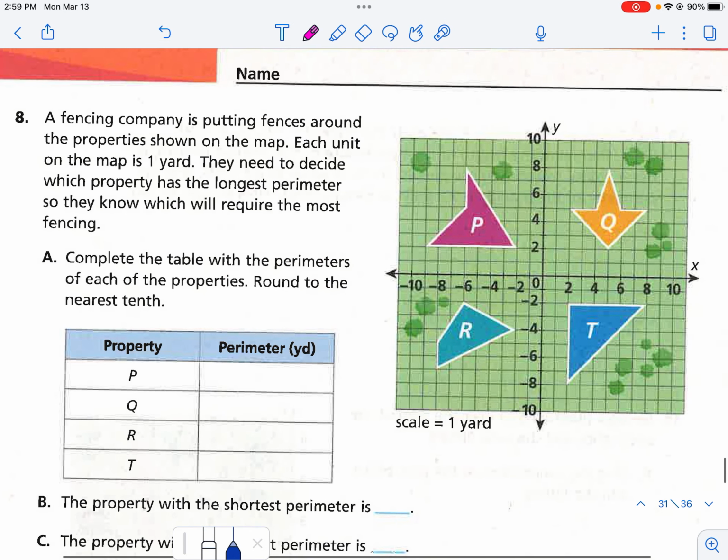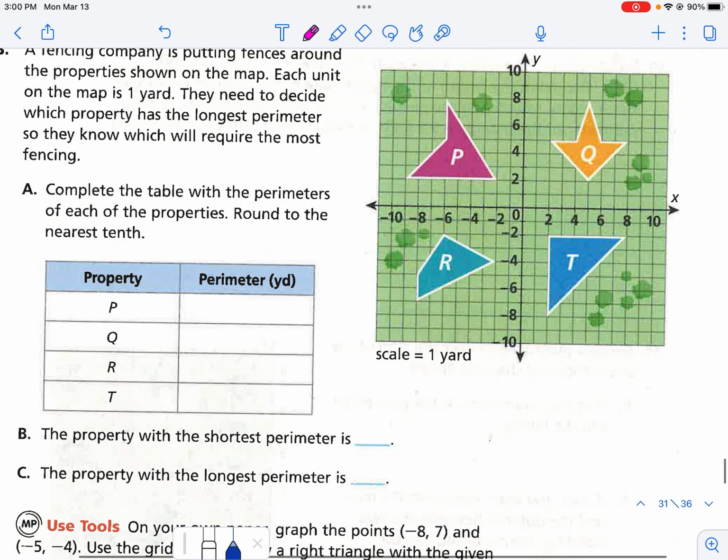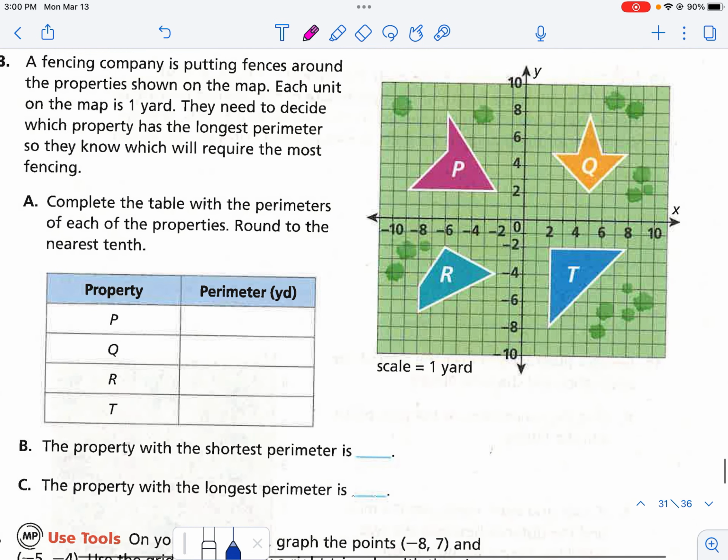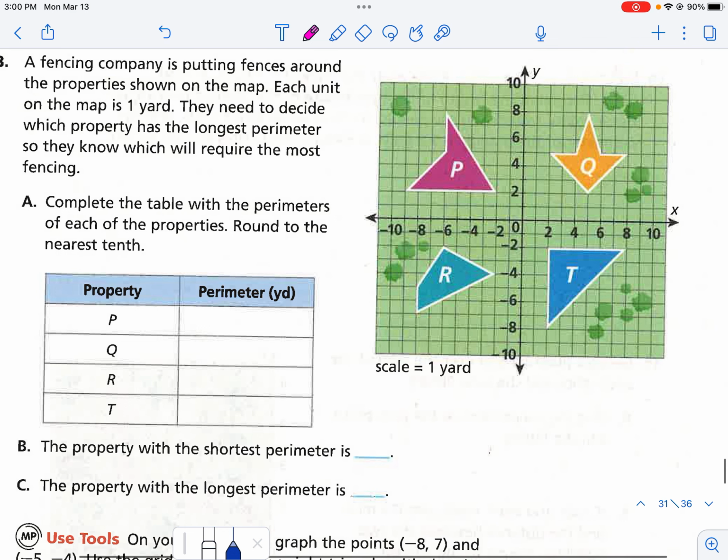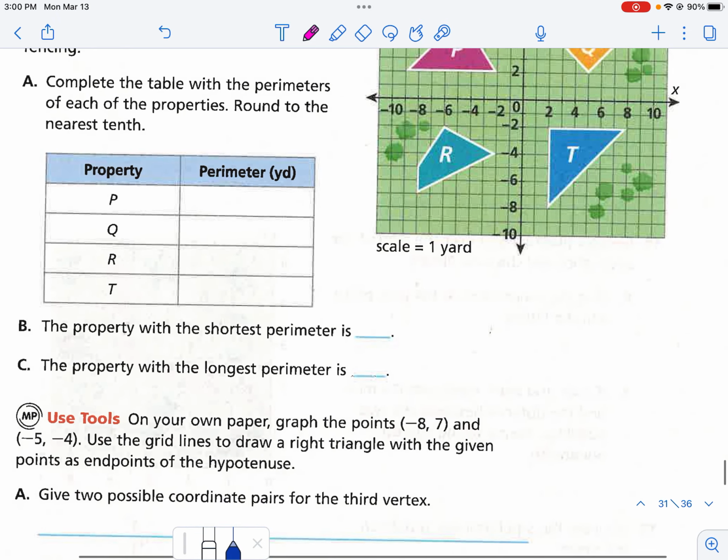Okay, a fencing company is putting up fences around the properties shown on the map. Each unit on the map is 1 yard. We need to decide which property has the longest perimeter, so they will each require the most fencing. So, what is the perimeter of property P, Q, R, T?